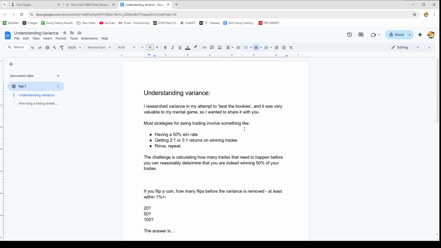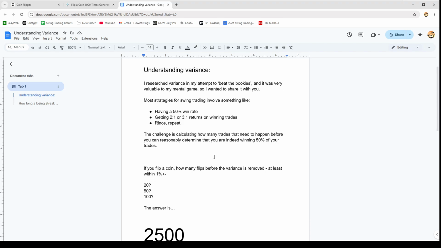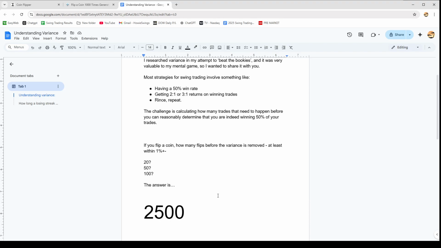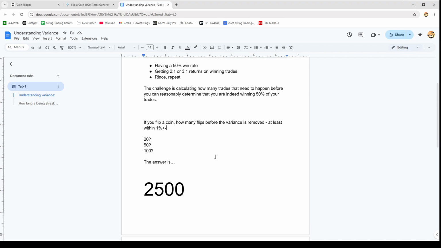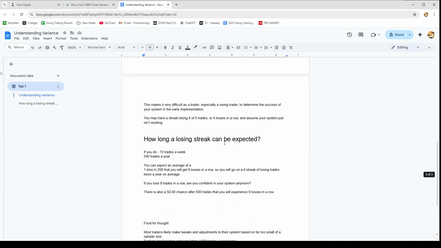So let's go back to this tab and I'll actually answer the question for you, which is 2500. So to essentially fully remove variance, or at least make it statistically almost impossible, you need 2500 events at a 50-50, which is astronomical. So moving on.